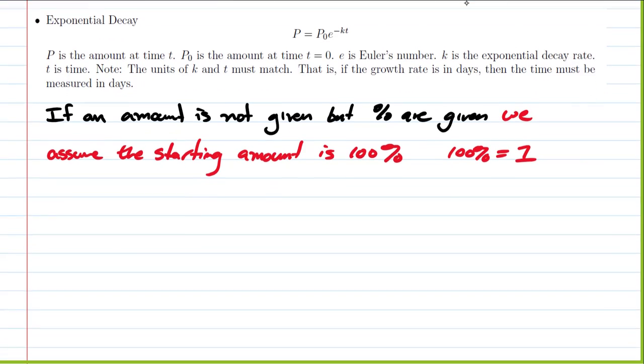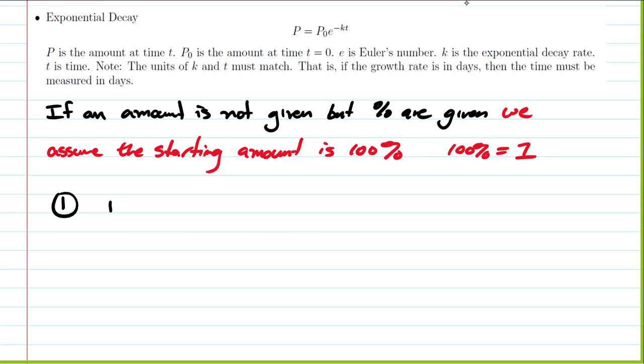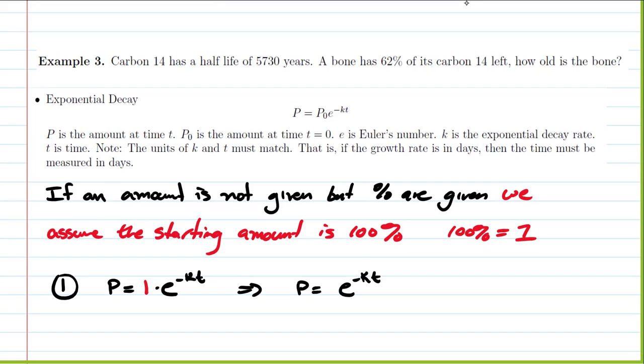So then our step 1 is we use our decay equation. We would have p equals p naught, which in this case is 1, times e to the negative kt, which then simplifies to just p equals e to the negative kt. So now step 2 is we need to find an ordered pair that goes together and use it to solve for k. Well, that's where this comes in.